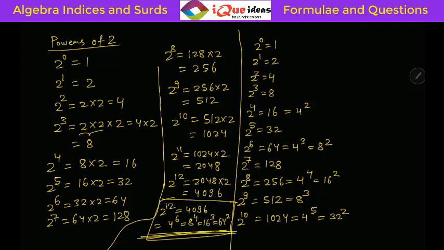So for smaller bases like 2, you should try to memorize the values up to powers 10, 11, 12, whatever is possible. The more you do, the better it will be. Alright, now let's take the powers of 3.